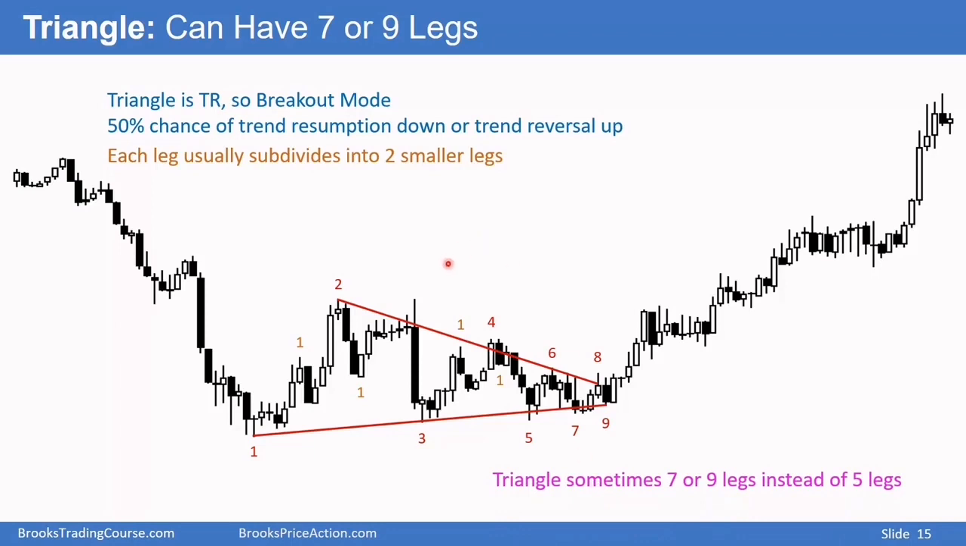As soon as I see 3 reversals up or down, it's a triangle. So at this point, I would call the trading range a triangle. We've had 3 reversals up, 1, 2, 3. That means there are 3 legs down, 1, 2, and 3. But sometimes, as I said, triangles continue on and have 7 legs or even 9 legs.